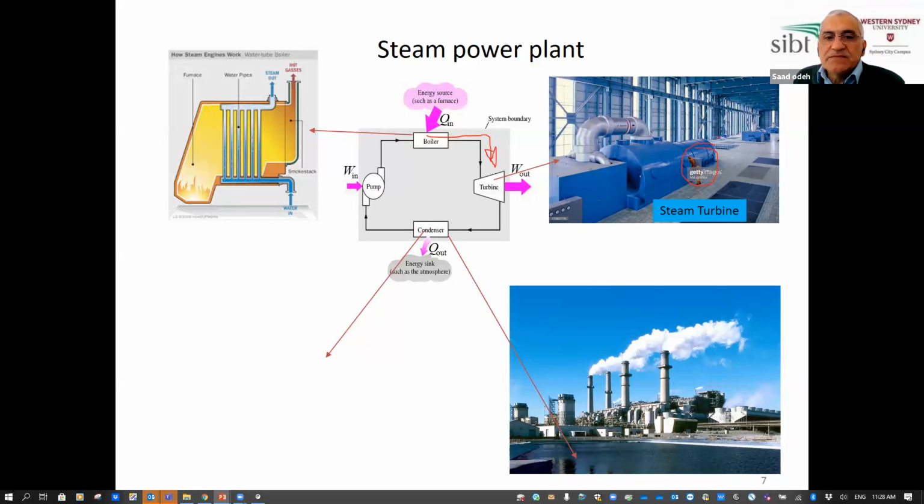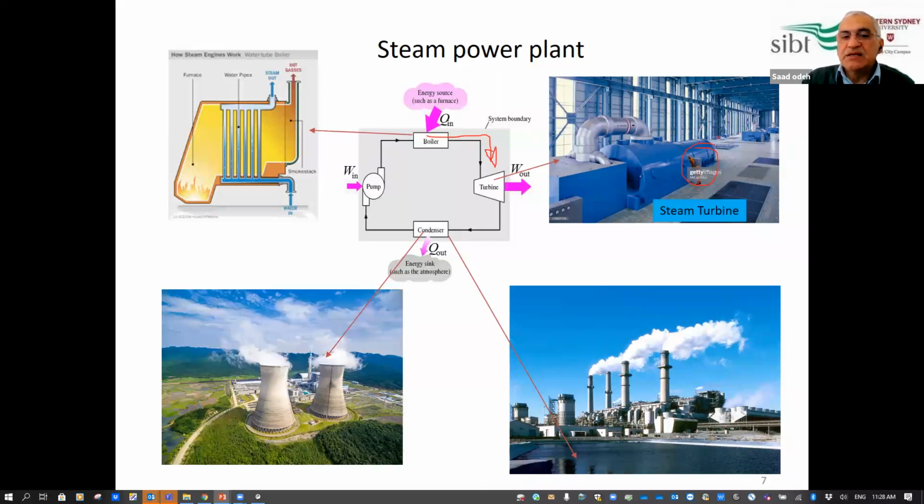These devices actually produce the required work to generate electricity. Okay, so the turbine will rotate a generator, and then the generator will produce electricity. So this is the steam turbine.